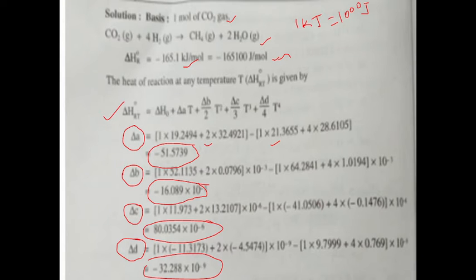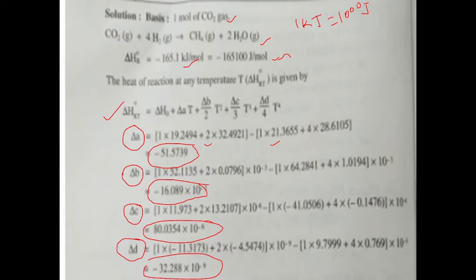Solution part. First you should write the basis. Basis of this problem: 1 mole of carbon dioxide gas. How will you take 1 mole of carbon dioxide gas? From the problem, standard heat of reaction values are given in terms of kilojoule per mole. So that's why you should take 1 mole of carbon dioxide gas as the basis of this problem. Are you clear or not?